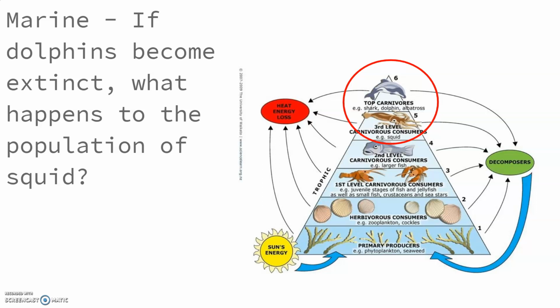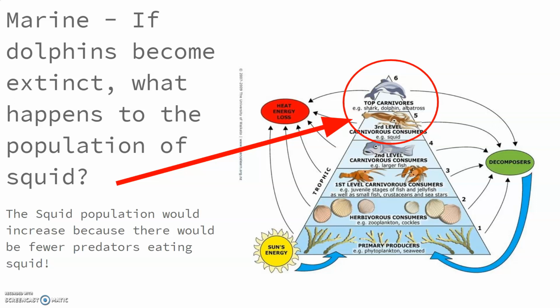So in the marine food pyramid or food web, however you want to think about it or talk about it, if dolphins become extinct, what would happen to the population of squid? So up here in the very top of this pyramid, you have top carnivores, sharks, dolphins, albatross. You have the next level down, which is what they eat. And let's just use squid as an example. If all of the dolphins were to become extinct, what would happen to the population of squid? Well, the squid population would increase because there would be fewer predators eating squid.